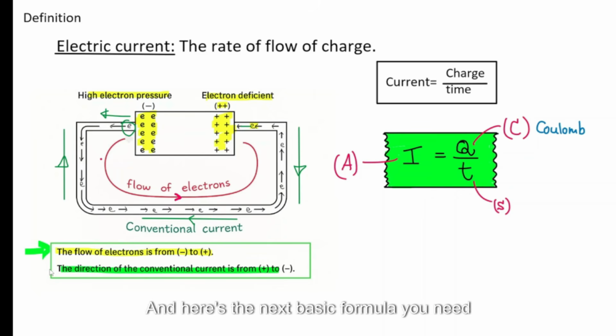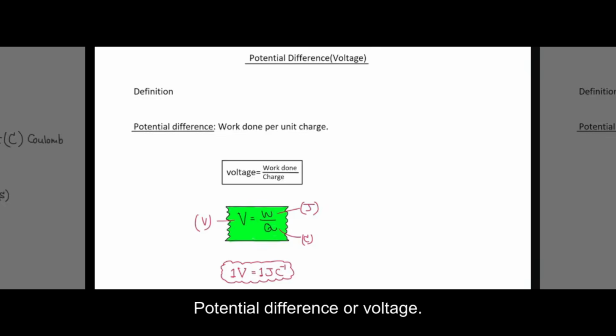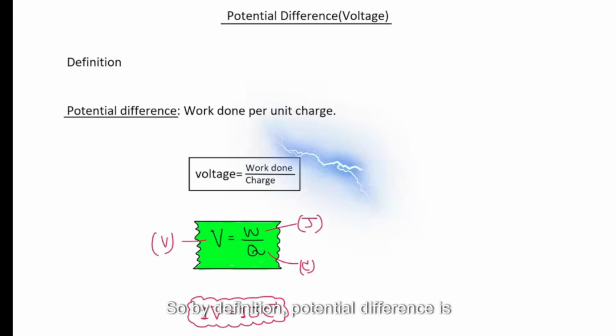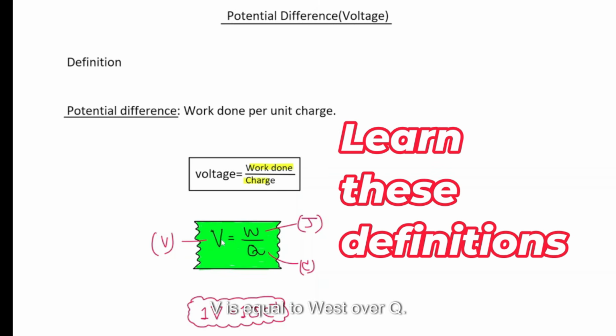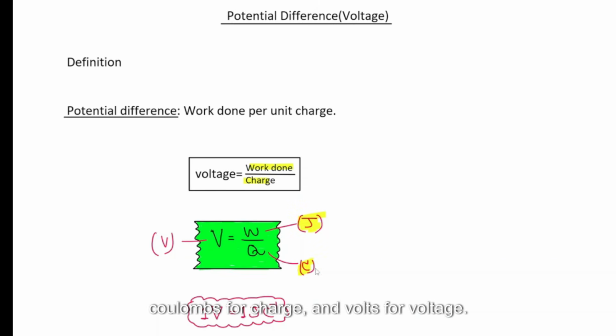And here's the next basic formula. You need to know potential difference, or voltage. By definition, potential difference is the work done per unit charge. It's simply the work done divided by charge: V equals W over Q. The units are joules for work done, coulombs for charge, and volts for voltage.